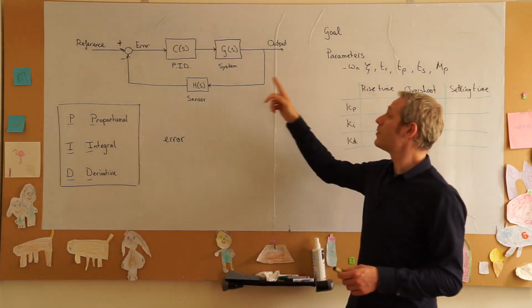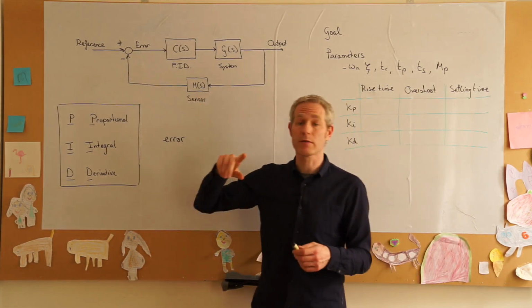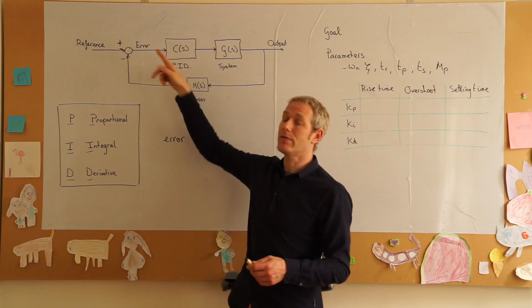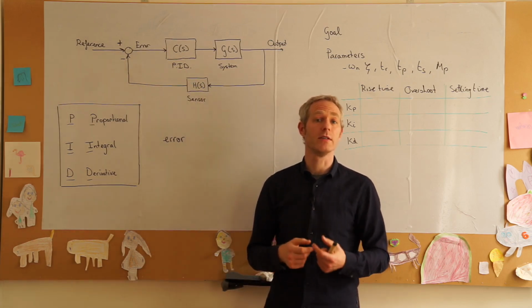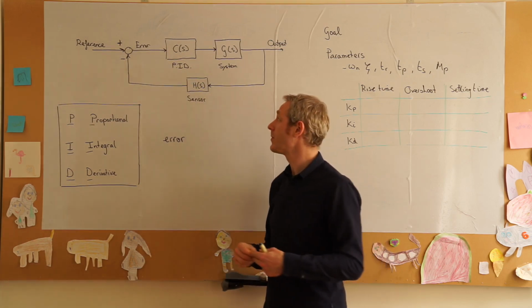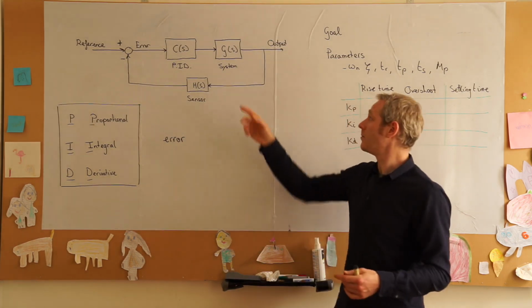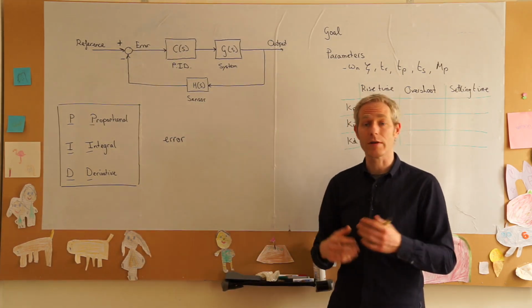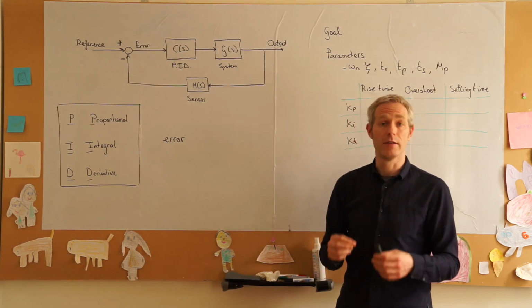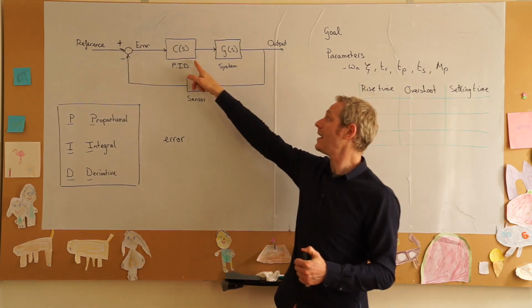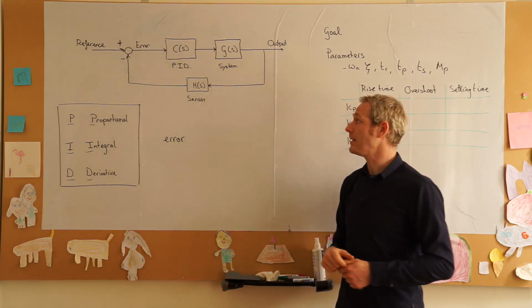Well, if we take the output and the reference and we subtract them from each other, we have an error, the difference between the desired and the actual behavior. Now, to ensure that our system, which might not naturally exhibit the right behavior, does so, we can add a controller, and in this case a PID controller.